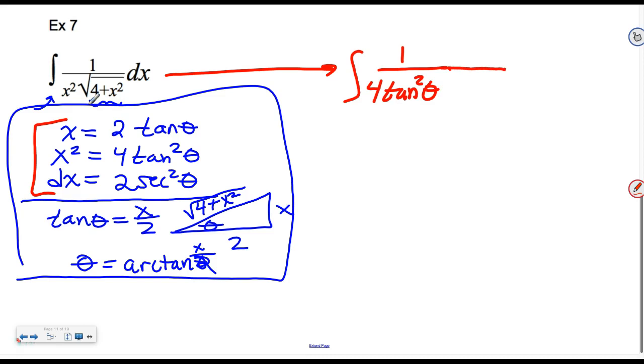And I'm going to have the square root of 4 plus x squared. And I'll show everything on this first one, just because for Dylan's sake he was gone yesterday. So I will replace my x squared next with 4 tangent squared theta.